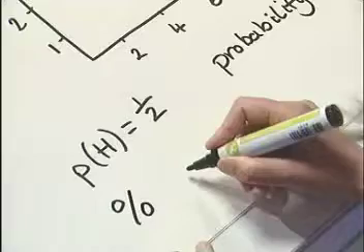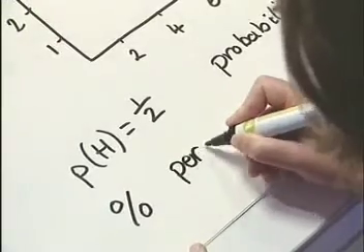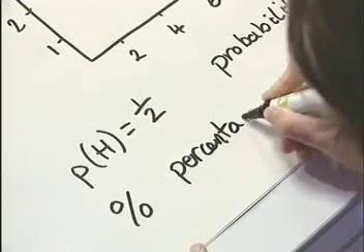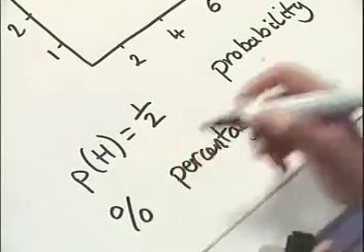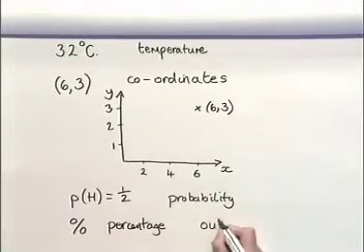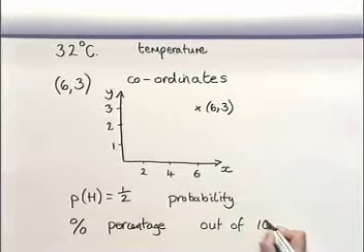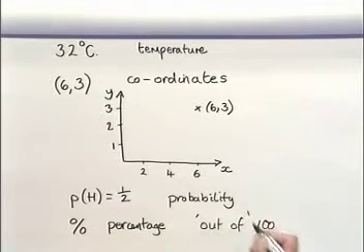Another symbol we use, the percentage symbol. This is familiar to us because here we've got our divide sign, and this means out of 100. So if we have, for example, 90%, it means 90 out of 100.